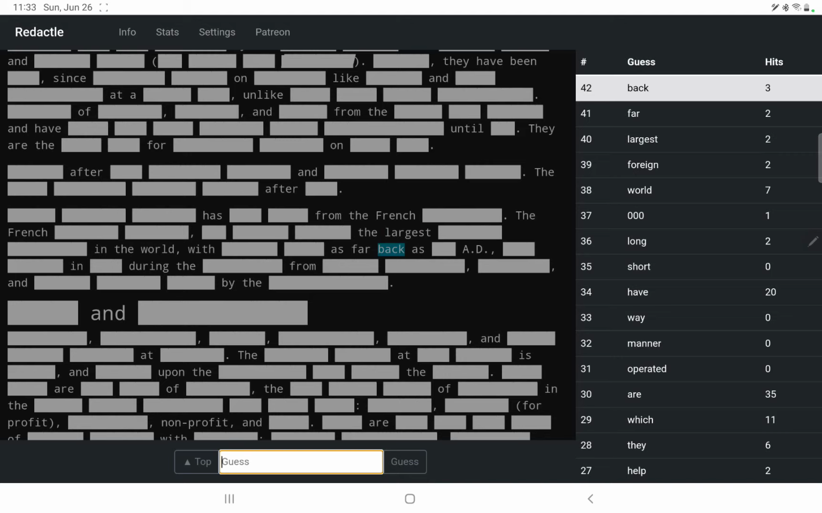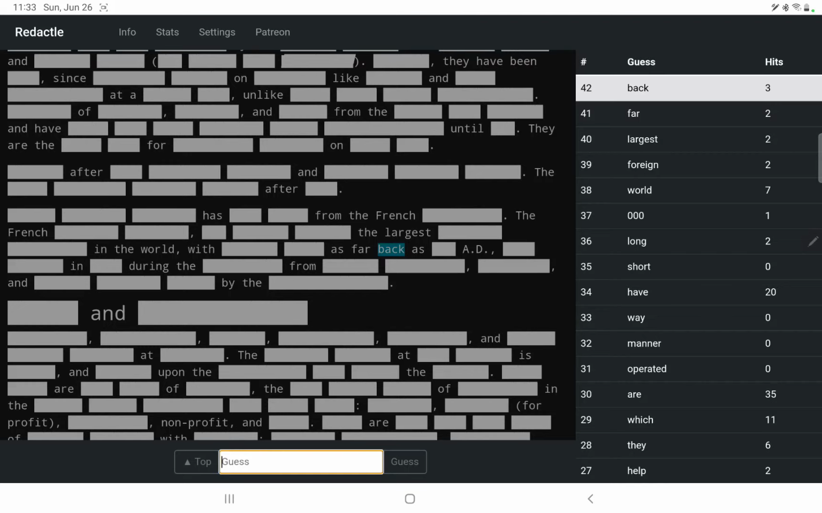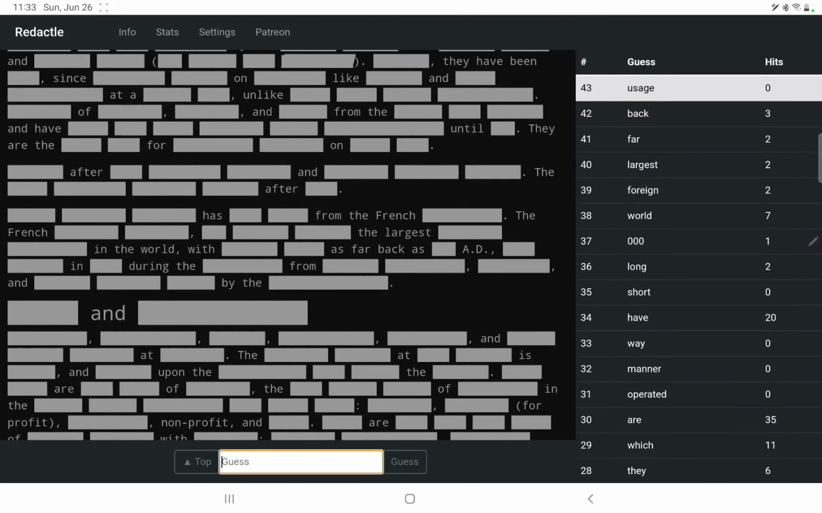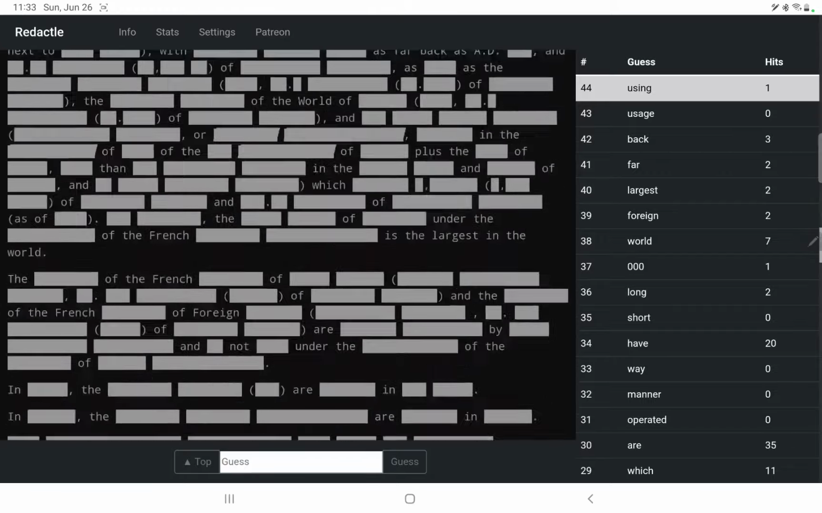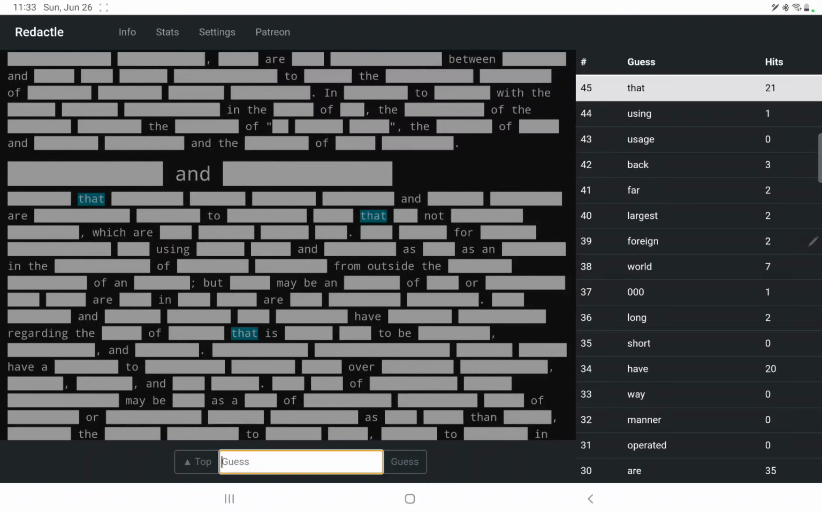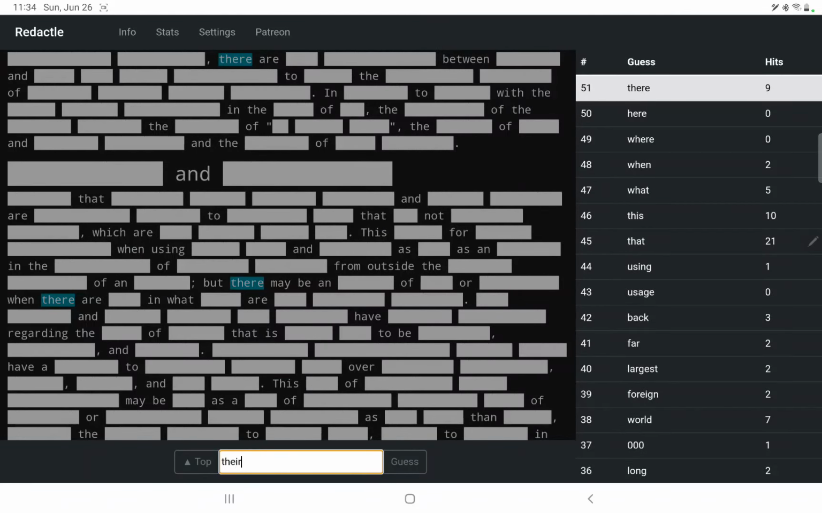Okay. With something, something as far back as some very early 3-digit, is it? Yeah, 3-digit year. I did use, right? Yep. How about usage? No. Using, one using. Okay, let me try some other common words. That, this, what, when, where, here, there.